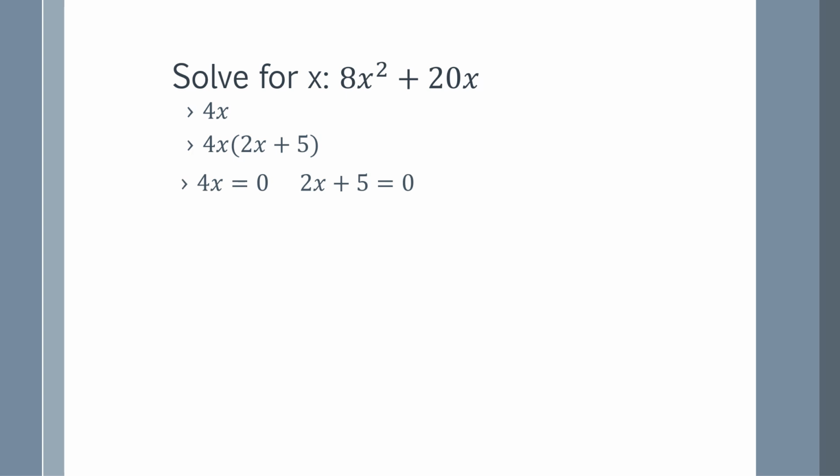The equation to the left, 4x equals 0, divided by 4, you're going to get 0. 0 divided by 4 is always 0. And then the equation to the right is going to be negative 5/2.